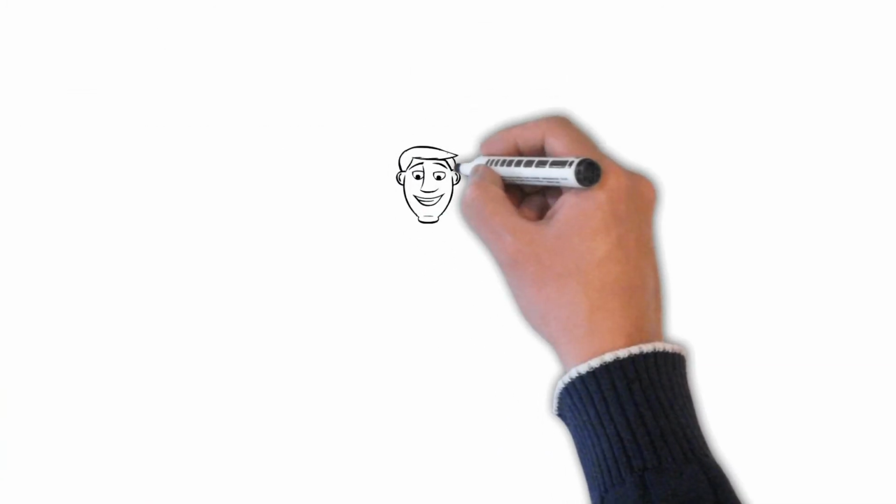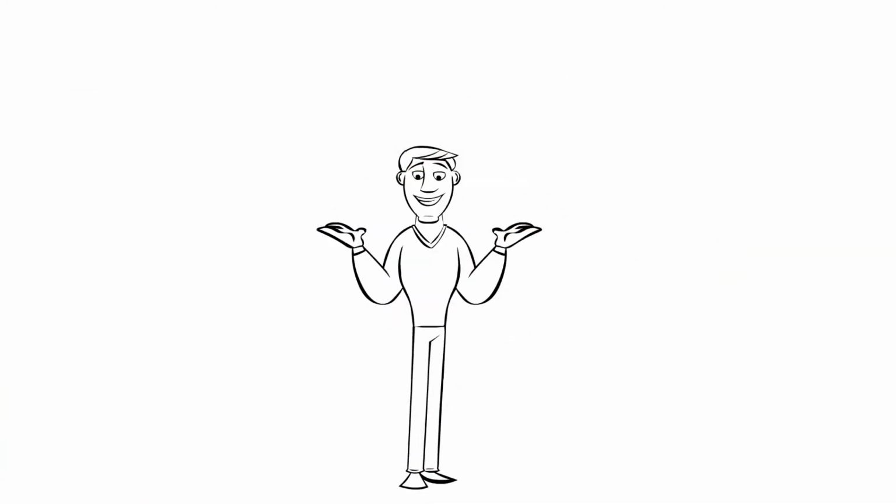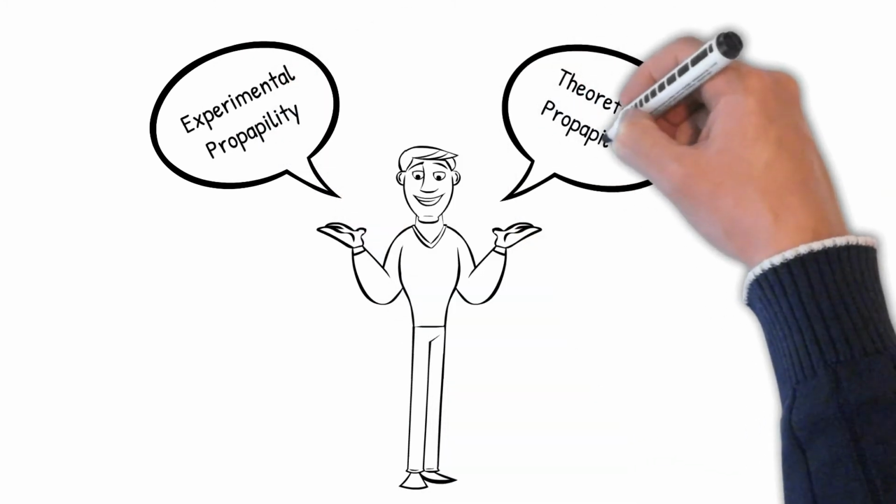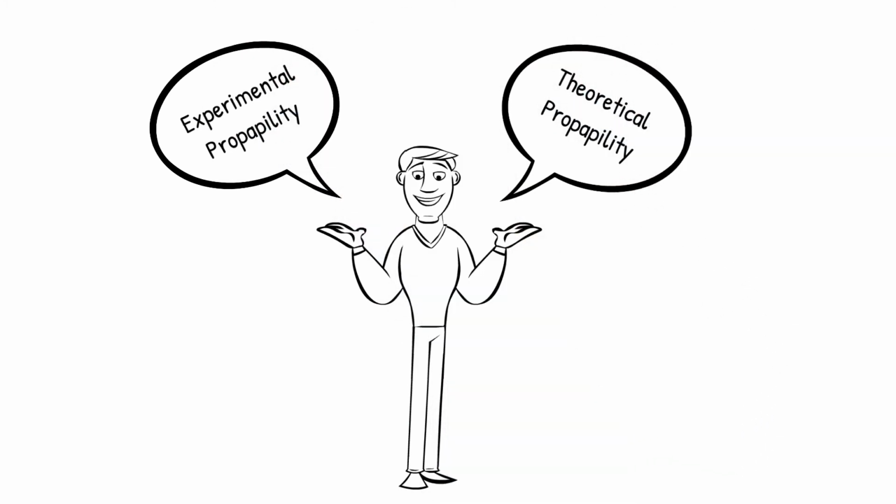Now can you tell me the difference between experimental probability and theoretical probability? And when we should use experimental probability, and when we should use theoretical probability? Just try to find the answer, and let me know.